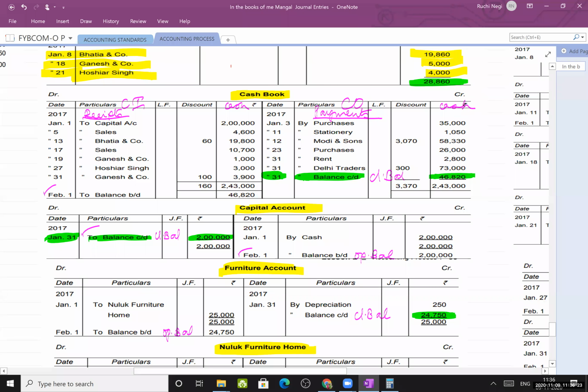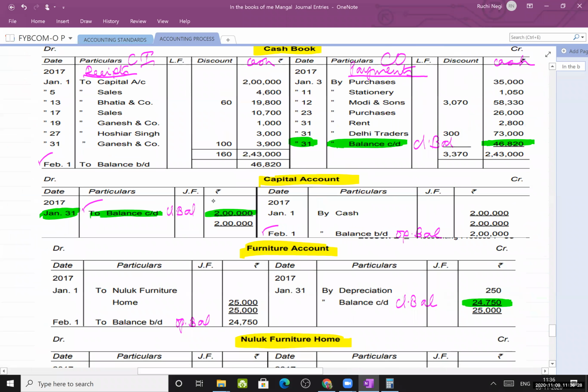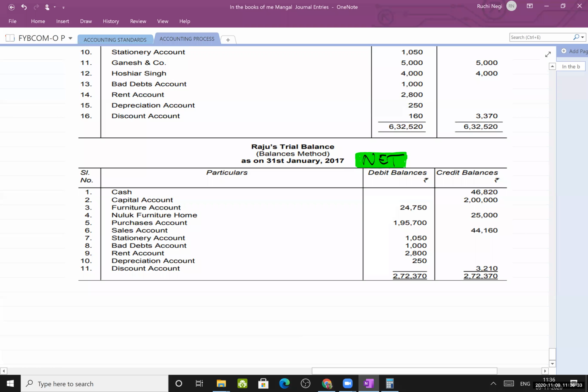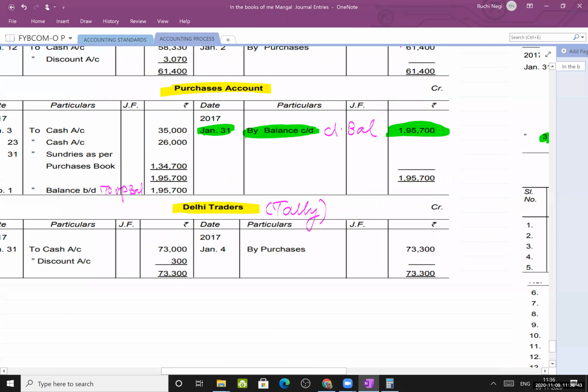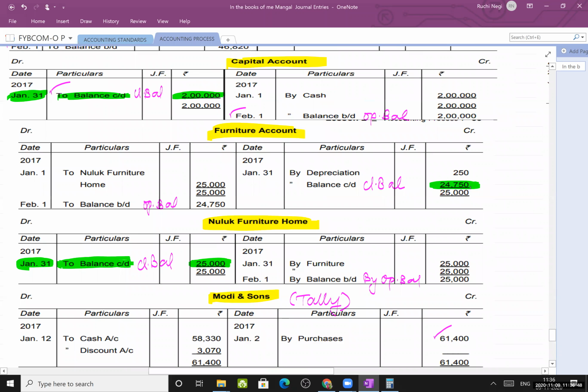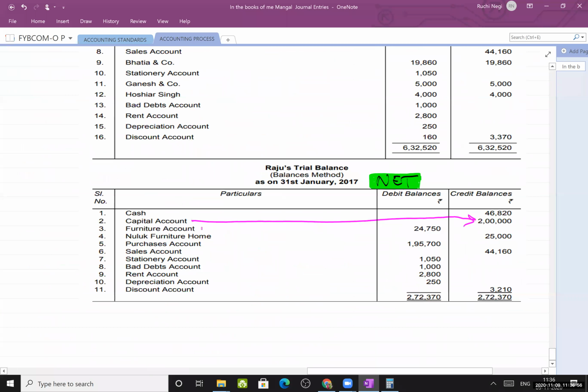Okay, first go to capital. Capital the balance is how much? 2 lakhs. So come to the net trial balance account. See, capital 2 lakhs in the credit side. Next, after capital, which account did I make? Furniture. So furniture balance is how much? 24,750. So write down in trial balance furniture debit side 24,750.